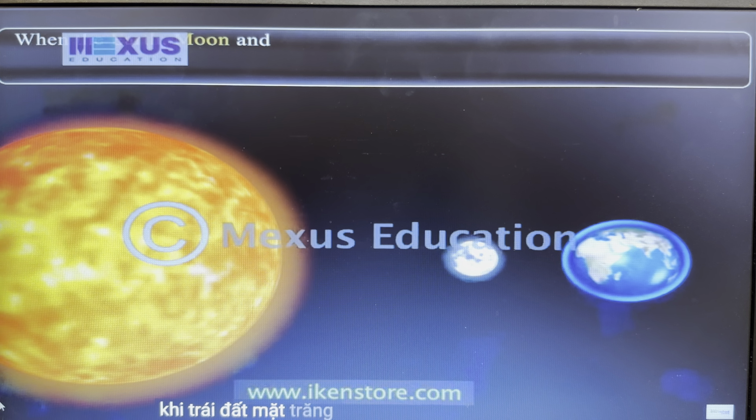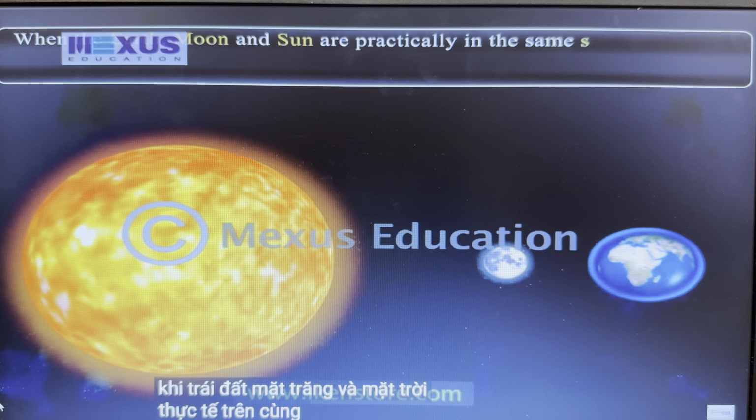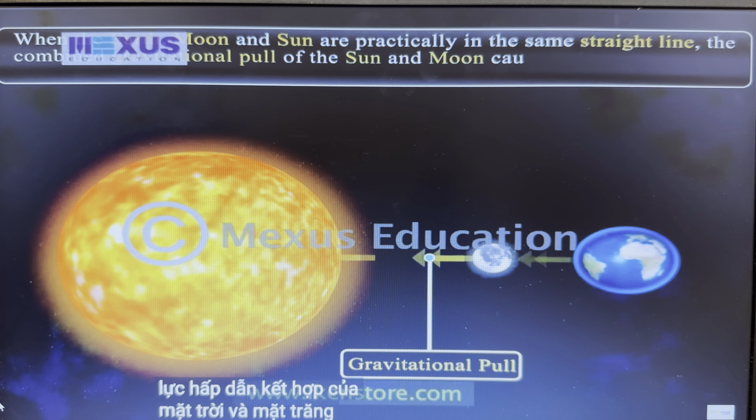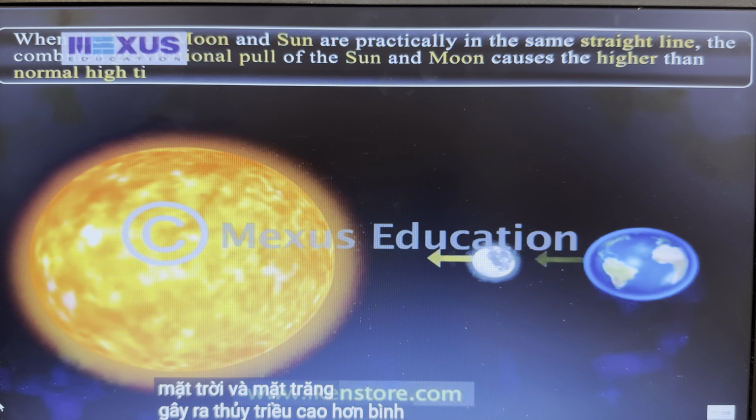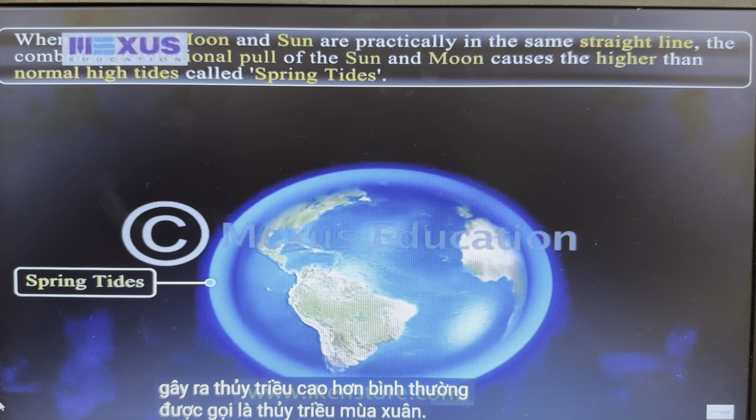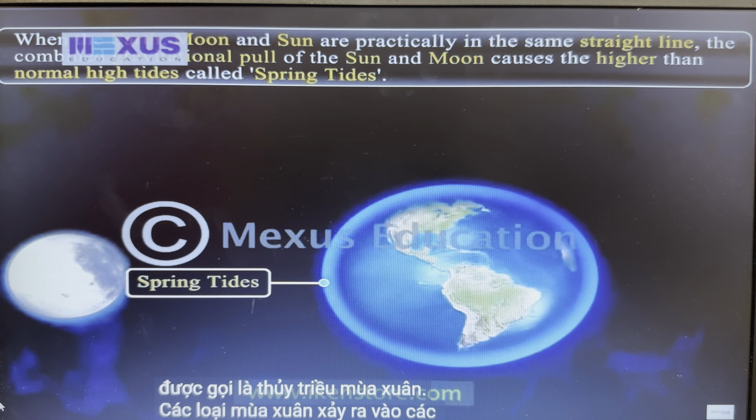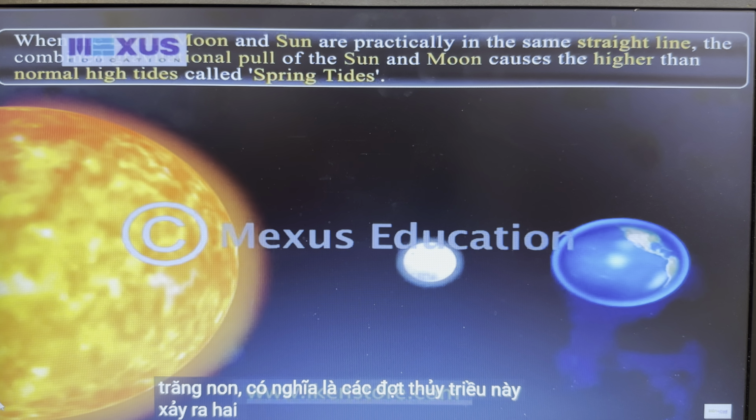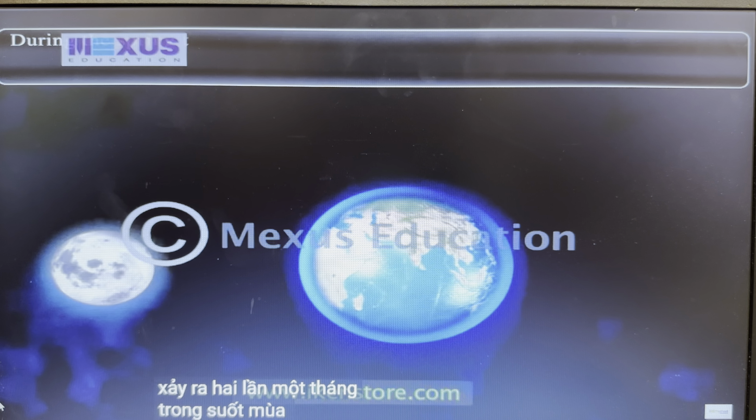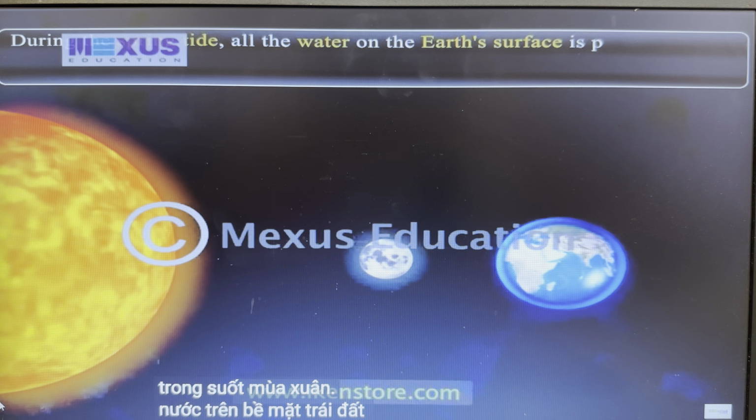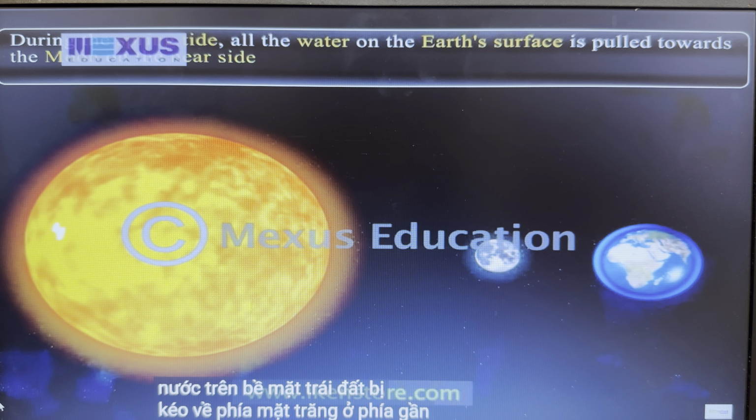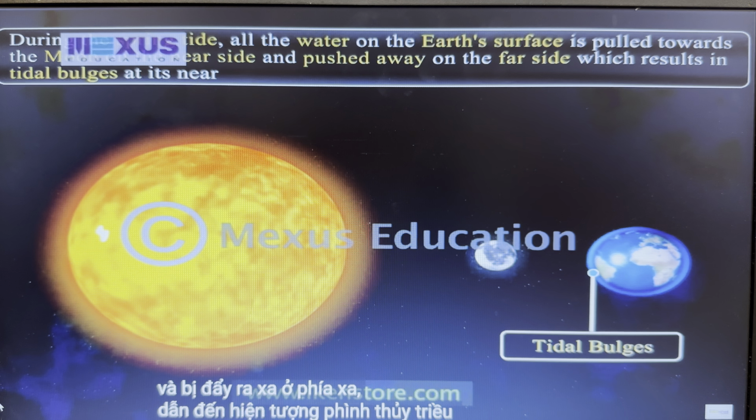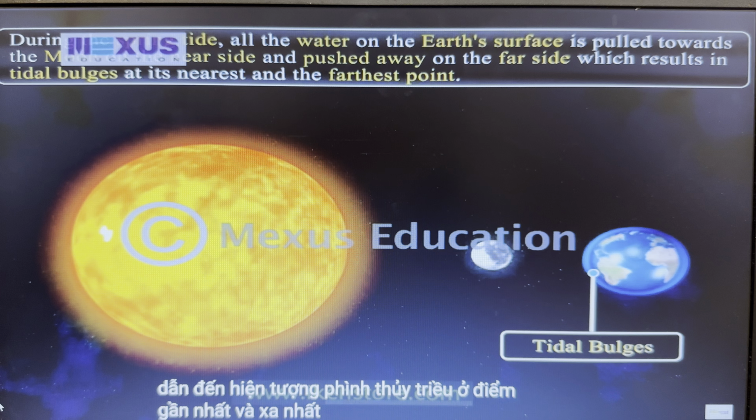When the earth, moon and the sun are practically in the same straight line, the combined gravitational pull of the sun and moon causes the higher than normal high tides called spring tides. Spring tides occur on full moon and new moon days, which means that these tides occur twice a month. During the spring tide, all the water on the earth's surface is pulled towards the moon on the near side and pushed away on the far side, which results in tidal bulges at its nearest and the farthest point.